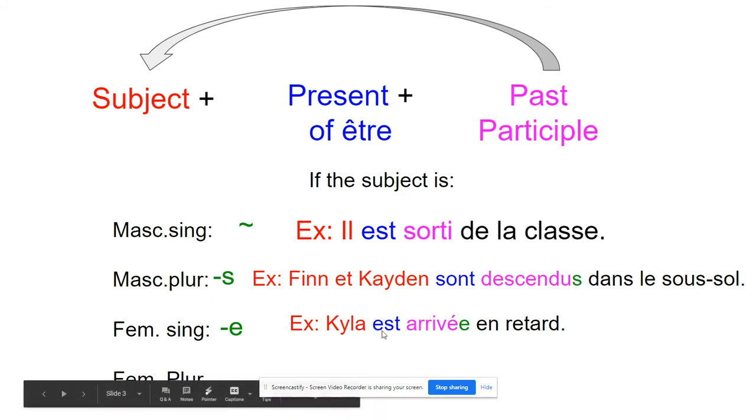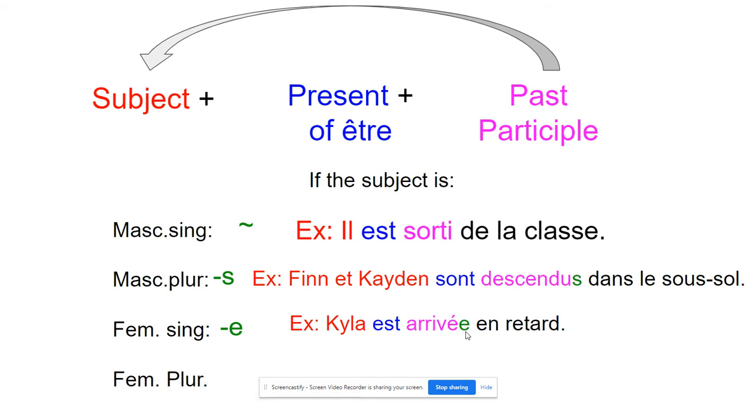We're going to go ahead and conjugate être with Kyla. For my past participle of arriver, which is a regular ER verb, I went ahead and dropped the ER, replaced it with accent aigu. And because my subject is feminine singular, I went ahead and added an E.